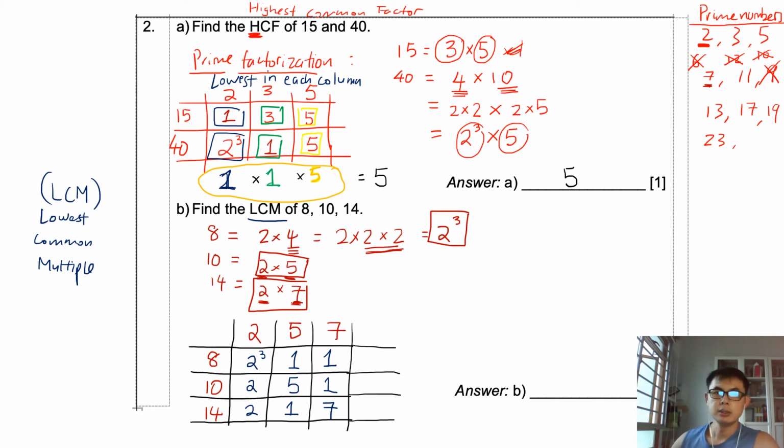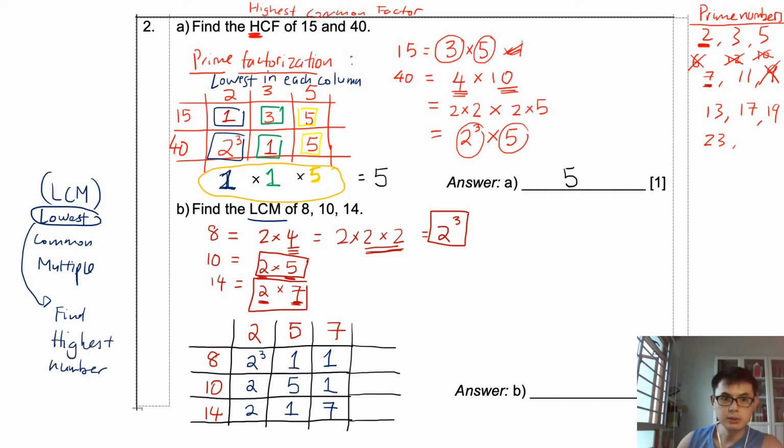All right, so now, just now we talked about LCM being the lowest common multiple. Here comes the confusing thing. To find the lowest common multiple, the LCM, we are supposed to find the highest number in each column. Okay, so that is what we are supposed to do. So for LCM, we find the highest number in each column. So I'm going to show you how it works.